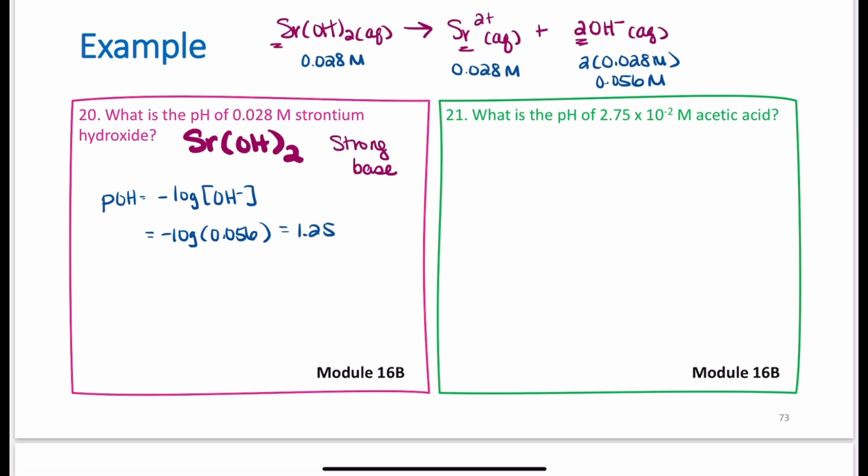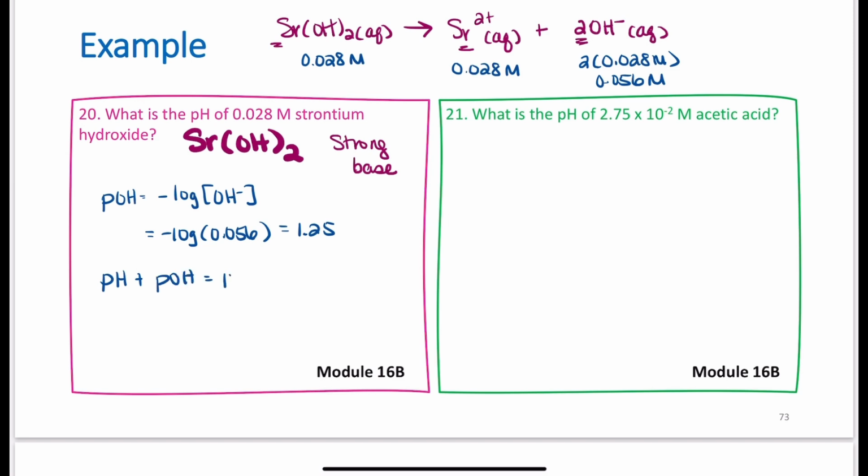Number one, I should recognize it is a base. The pH needs to be above 7. Number two, I need to realize what I just calculated, which was pOH, and I really want to solve for pH, so I need to convert to pH. Remember, pH plus pOH is equal to 14.00. Therefore, my pH here is equal to 12.75. So it is basic as I expected for the pH of this base solution, which again, it should be. If I didn't get a basic pH, I did something wrong in the calculation.